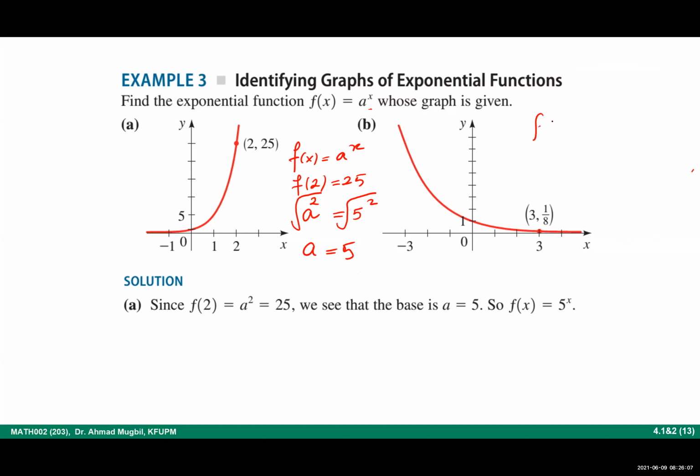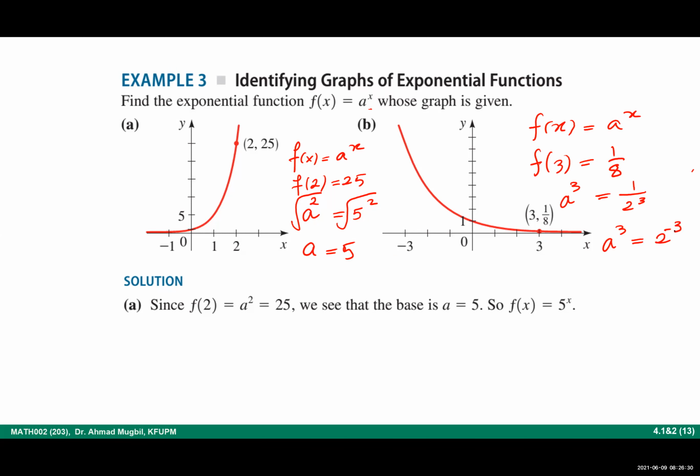Similarly here, Shabab, we have f of x equals a to the power x. What is f at 3? We have a point here. f at 3 is 1 over 8. So this means that a to the power 3 is 1 over 8. What is 1 over 8? It is 1 over 2 to the power 3, so a to the power 3 equals 2 to the power negative 3. Okay?